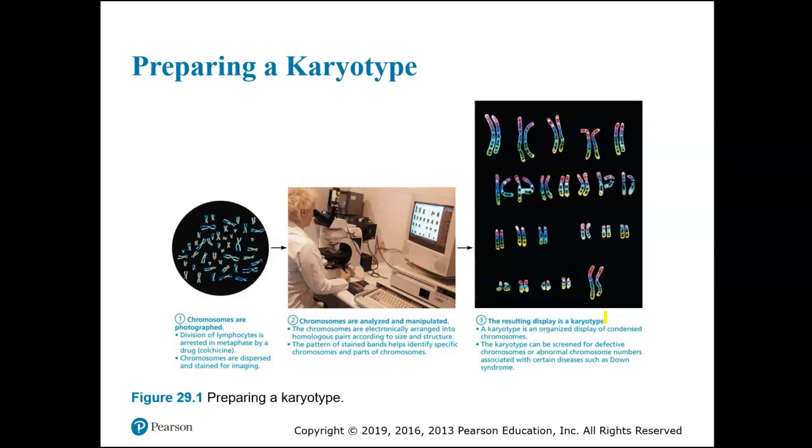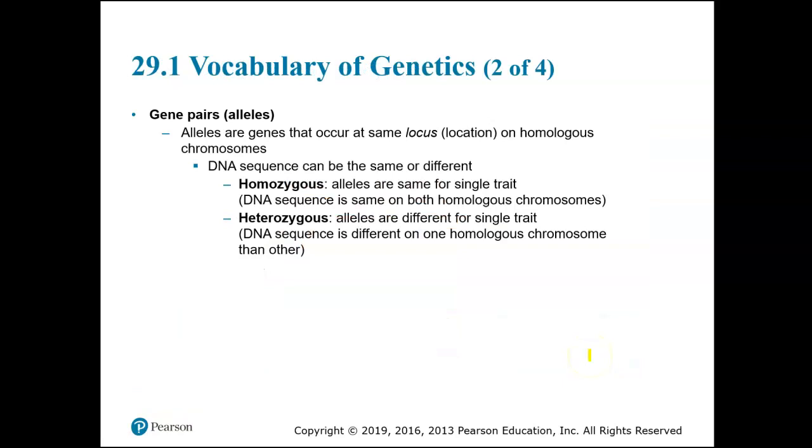So both of those genes would be located at the same place on these homologous chromosomes, but they can be different. The alleles can be different. So alleles are just different versions of genes. So make sure that you know that. Alleles are the different versions of a gene for a trait. The DNA sequence can be the same or different on those alleles.